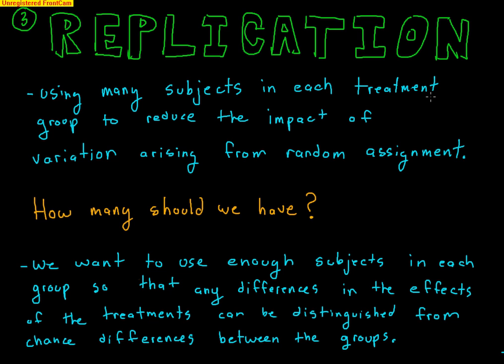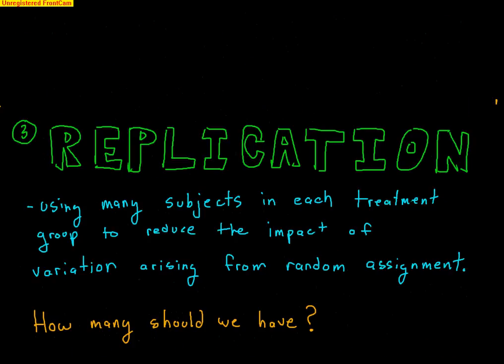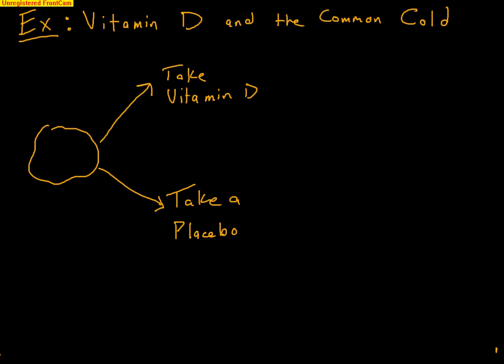Now, pause it if you need to write down those statements, and then hit play again, and I'm going to try to use an example to explain this. All right, let's go to our example of vitamin D in the common cold. Let's just say that I have 10 subjects that are willing to do this experiment. Half of them are going to get vitamin D, and the other half are going to get a placebo.